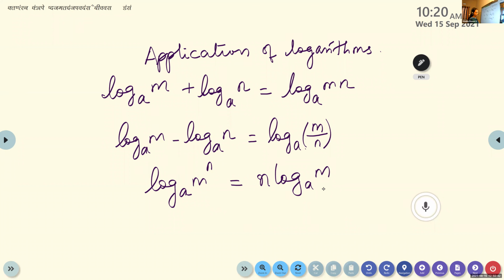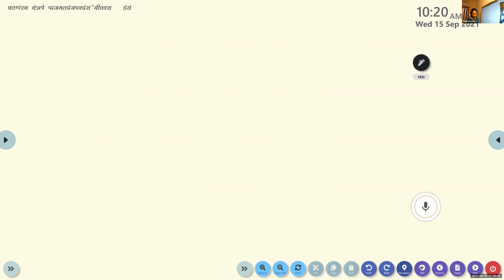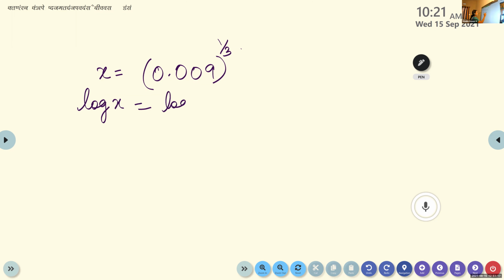Okay, write the question. Evaluate 0.009 whole raised to 1 by 3. To evaluate this, first name this as x. Then take log on both sides. So log x will be the same as log of 0.009 whole raised to 1 by 3. You take log on both sides.